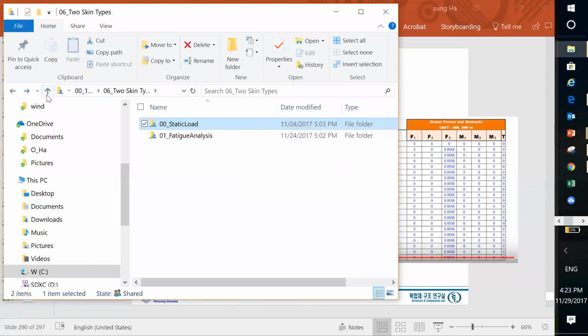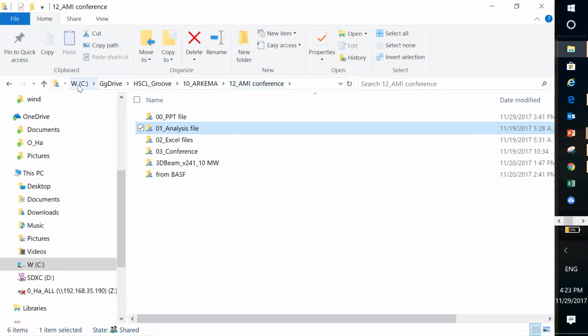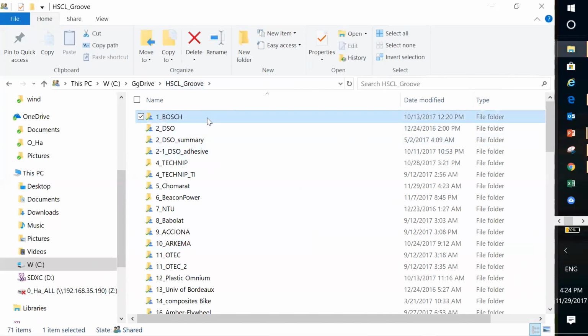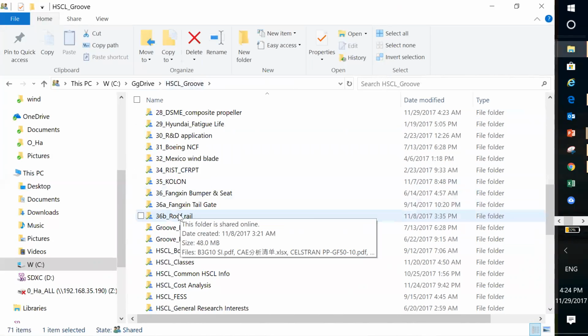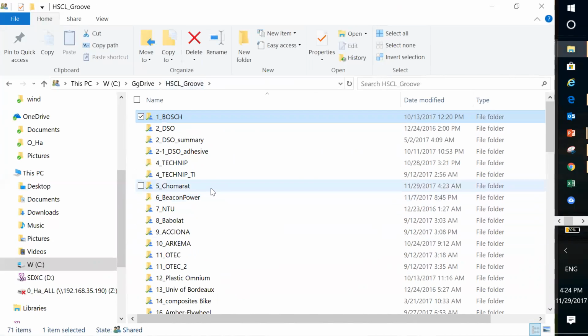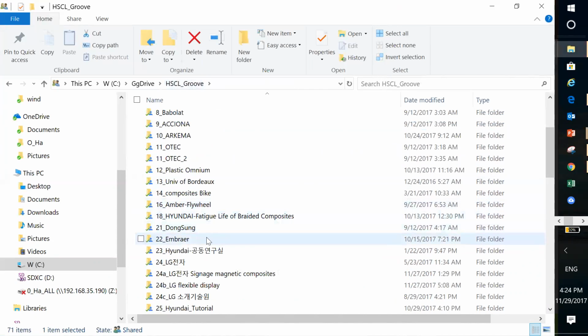The reason, again, I'd like to show you these cases is that, by the way, this is my personal computer. And we have many different folders, as you can see. And currently, we have 36 projects ongoing. 지금 36개 프로젝트를 우리 실험실에서 지금 하고 있어요. 누가? 대학원생하고 나하고. Anyhow, I'd like to pick some cases and show you. One of them is the project with Embraer.